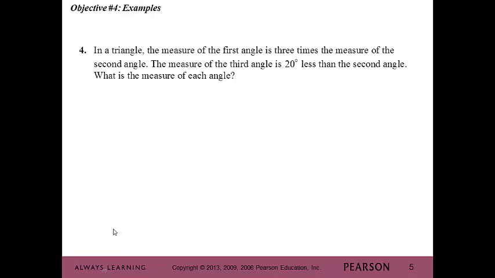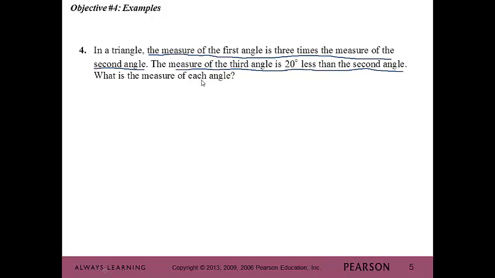All right, let's move on to a second example. Then it says, in a triangle, the measure of the first angle is 3 times the measure of the second angle. The measure of the third angle is 20 degrees less than the second angle. What is the measure of each angle?